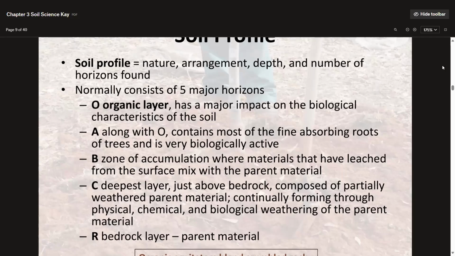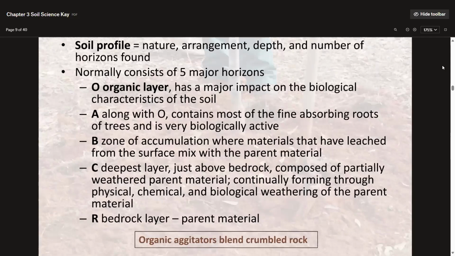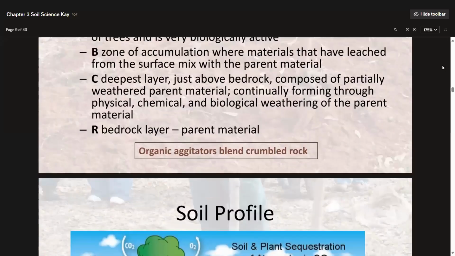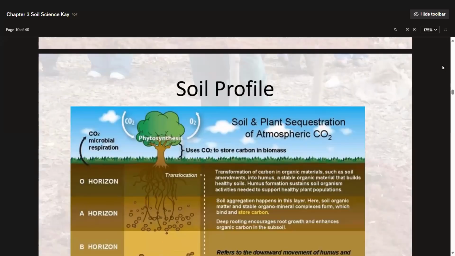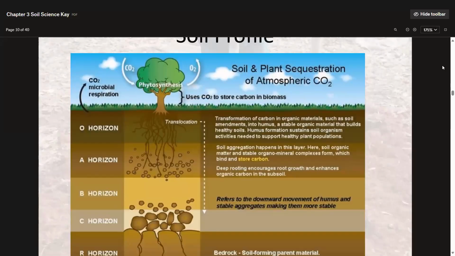Now, how are you going to keep all those layers in your head? Well, there's another thing for that. Just remember, organic agitators blend crumbled rock. The O layer, the A layer, the B layer, the C layer, the R layer, right? Organic agitators blend crumbled rock. It even kind of helps you remember what each one does. So make note of that. You might need to know these layers, right? And their characteristics. So here's a little quick chart of the soil profile and how it works with trees, right?